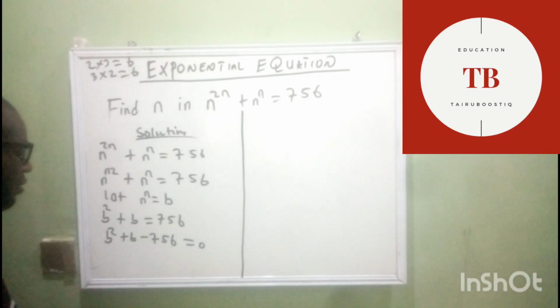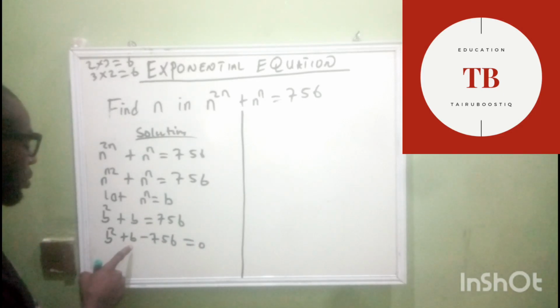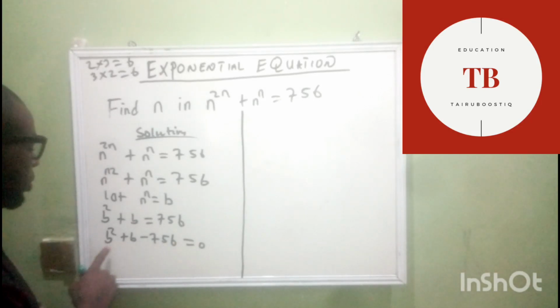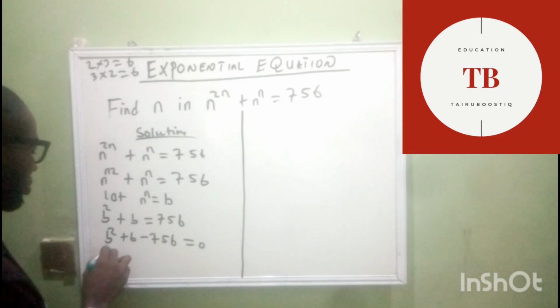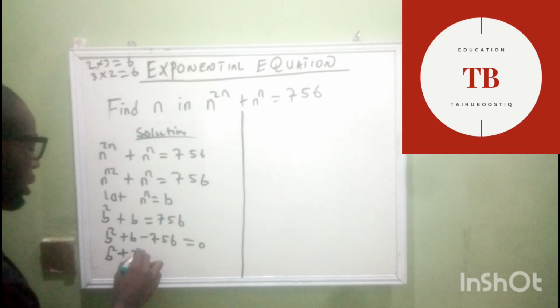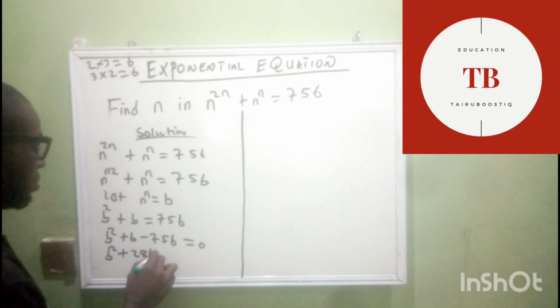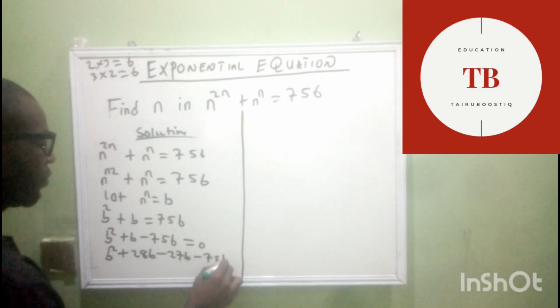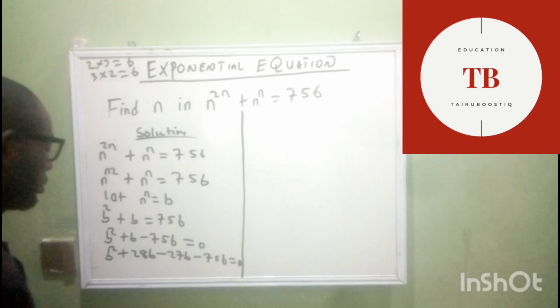From here, I'm going to look for two numbers that when I add, I'm going to have b, and when I multiply, I'm going to get minus 756 b squared. So I will say, let the numbers be 28b minus 27b minus 756 equals to 0.